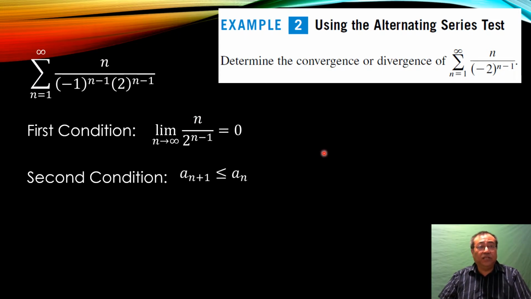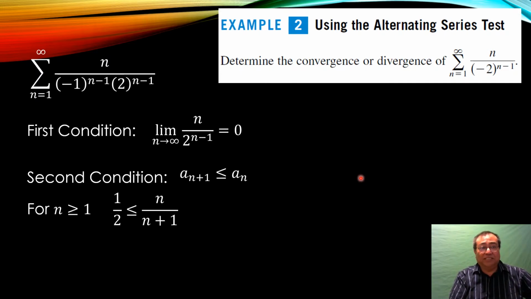Second condition. This is the painful part of this problem. How do you show that each successive term is smaller than the previous one? There's this really weird way of doing this. This is the author's way. There might be another way, such as taking the derivative, but if you want to see it done the other way, you can ask me in class. I'm doing this the way the book does it.